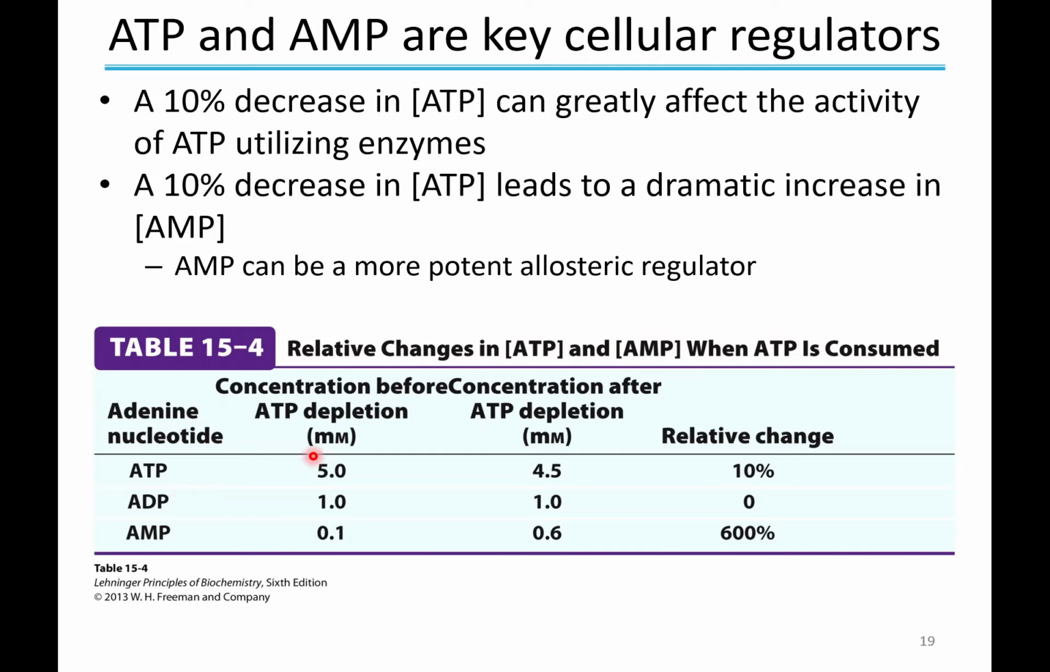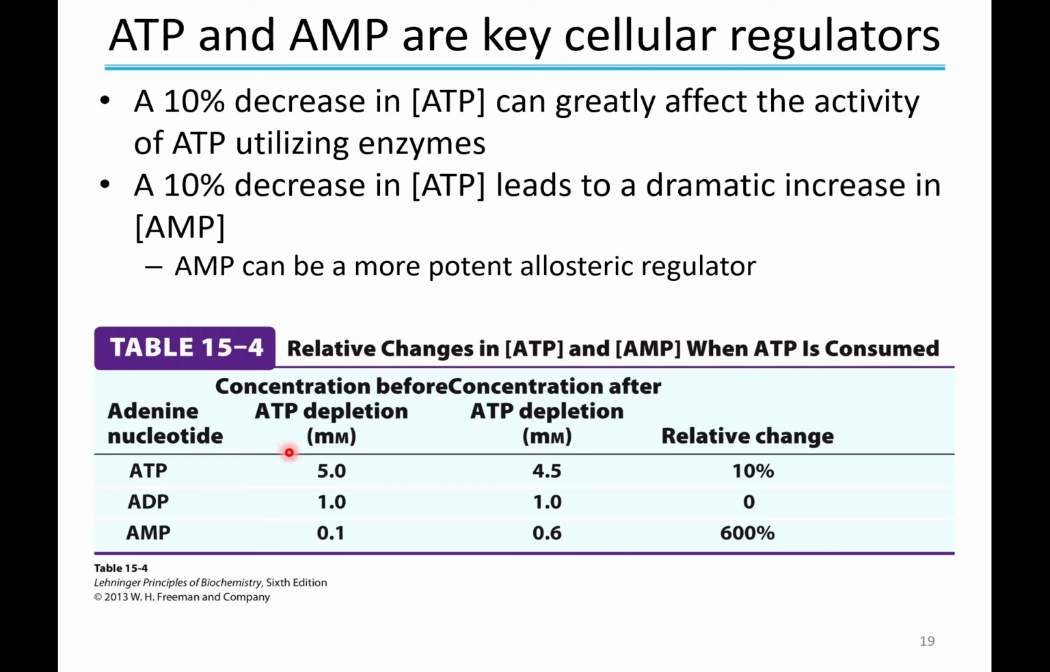So the concentration in this typical cell would be 5 millimolar ATP, 1 millimolar ADP, and then 0.1 millimolar AMP. Okay, and then after some event that ATP is consumed, the concentration of ATP might drop 10%. So go from 5 millimolar to 4 millimolar. ADP concentration here is staying the same. AMP concentration goes from 0.1 millimolar to 0.6, which doesn't seem like the concentration's very high, right? But that's a 600% change.